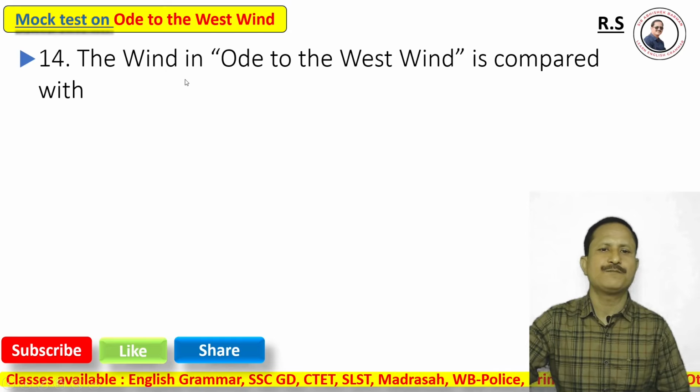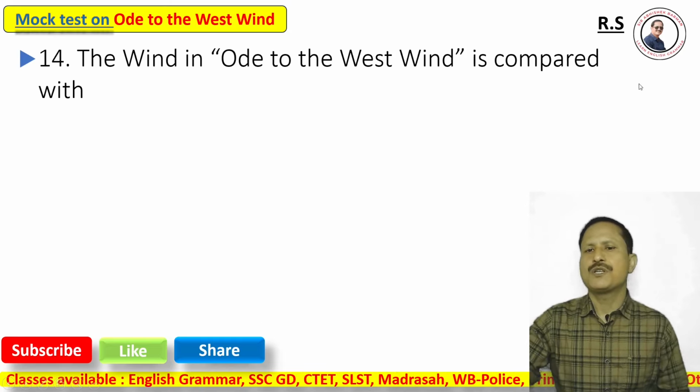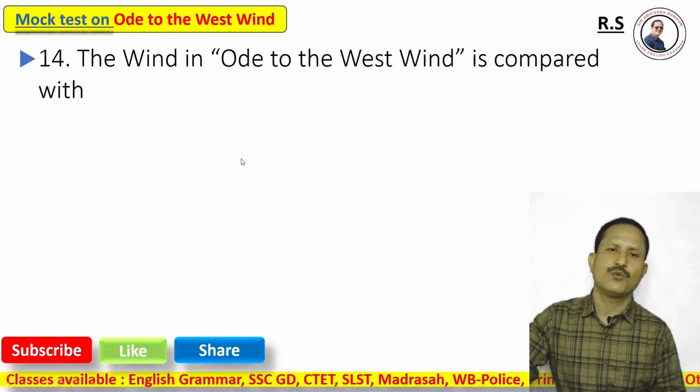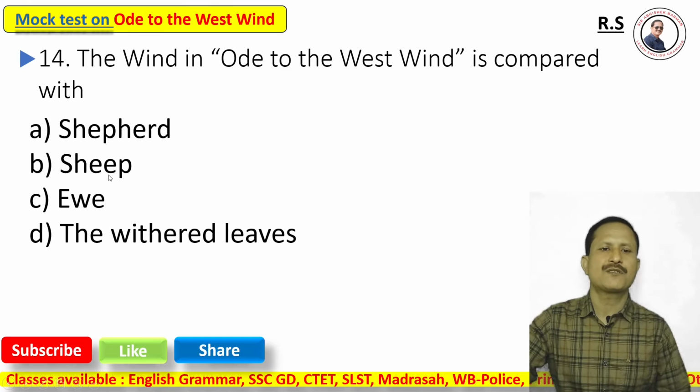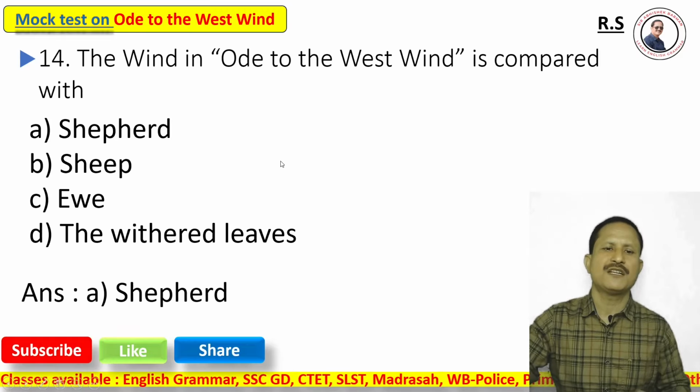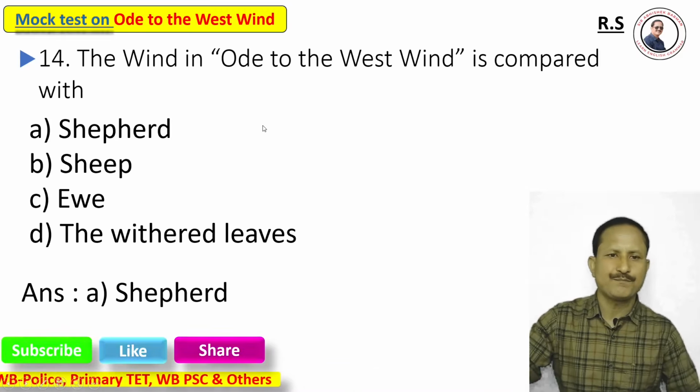Next, question 14. In Ode to the West Wind, with whom is the West Wind compared? Option A, shepherd. Option B, sheep. Option C, option D, the withered leaves. The correct option is option A, shepherd.